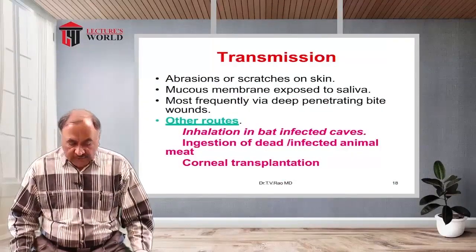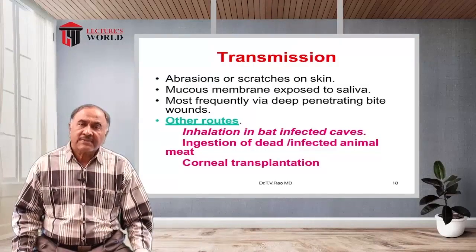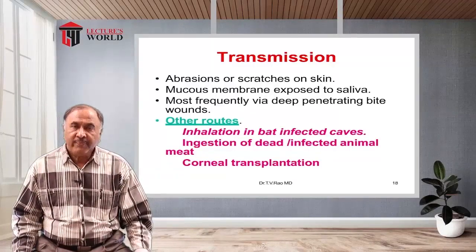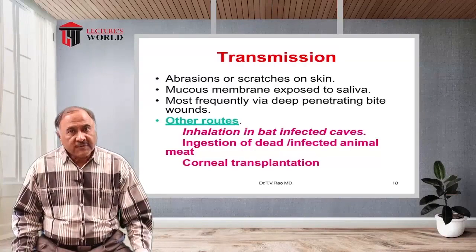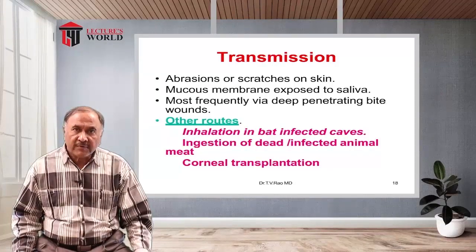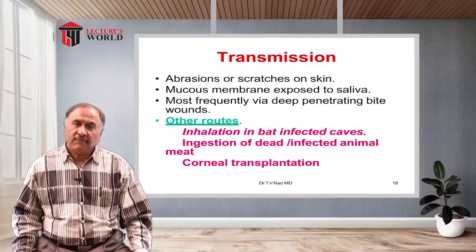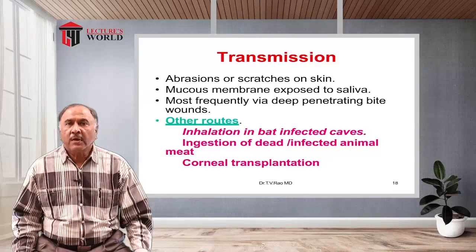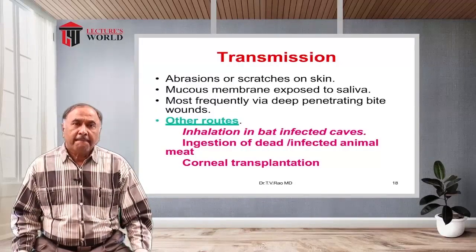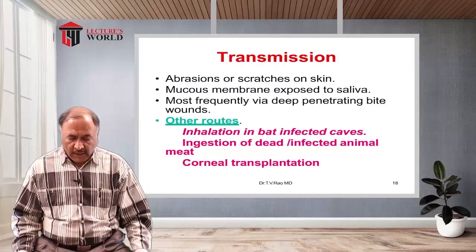Now, how does the transmission of this disease take place? This disease can be transmitted by abrasions or scratches on the skin, which may be infected by the saliva of an animal, probably even a domestic animal, when it plays with you or when it licks you. It's a very common property of any domestic animal that it would lick your body parts. So during this licking, through scratches or abrasions on the skin, that is, open skin, wounds, etc., the virus may enter.